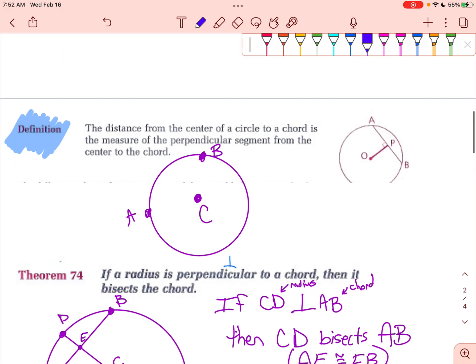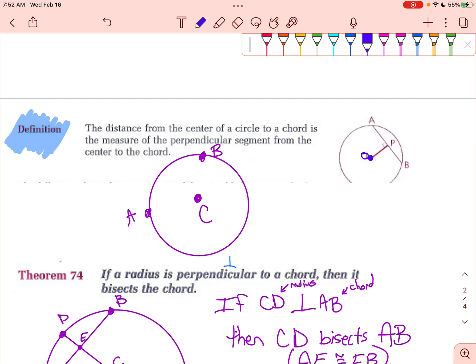Now we're going to go into some definitions. Again, you can pause this if you need to. The distance from the center of a circle, picture that's this O, to a chord is the measure of the perpendicular segment from the center to the chord.